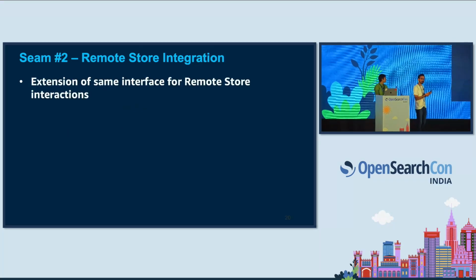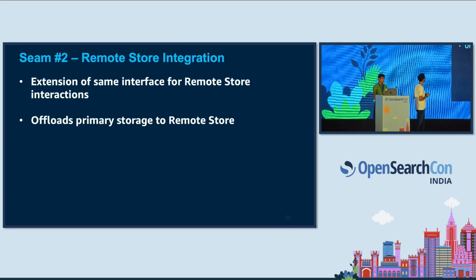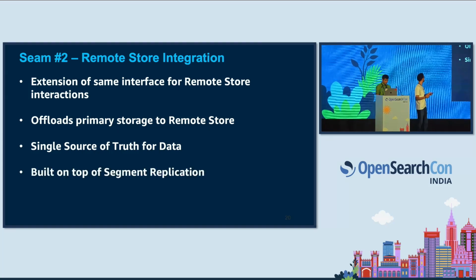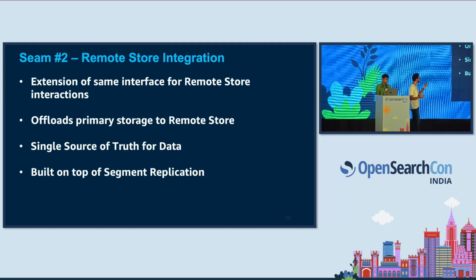So this is what we did as part of this RFC, right? We used the same interface that we used for the snapshot. If we go to the snapshot interface and see the repository interface that it is using, we reused the same interface so that we didn't have to rewrite the entire thing all over again, going back to the same Strangler fig approach. It offloads the primary storage that earlier was on local disk to the configured remote store. And by that, the single source of truth for data now becomes our remote store, not the primary local disk. And as explained earlier, this is built on top of segment replication.